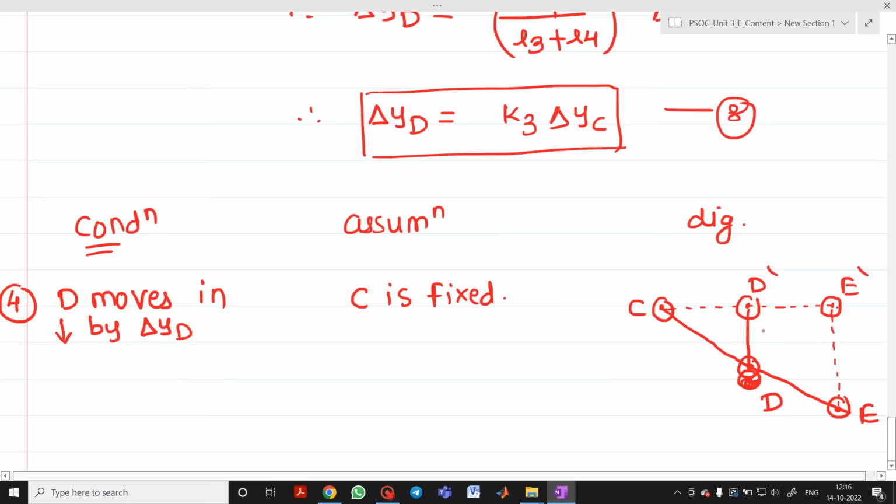So what is the change here? It will be delta YD and this will be your delta YE. So I have drawn this diagram based on this condition and assumption. D moves in the downward direction and C is fixed. That's why the nature of the diagram will be like this.